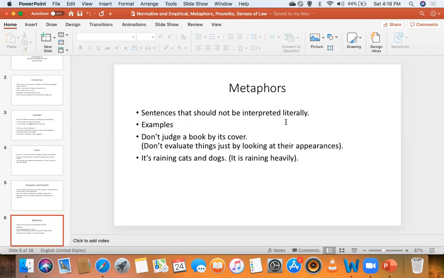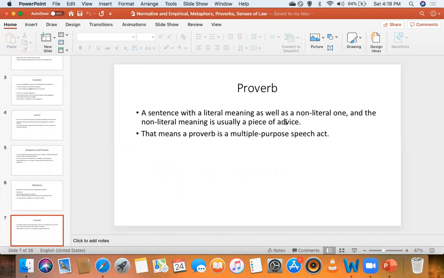We said metaphors are sentences that should not be interpreted literally. You know, when you say it's raining cats and dogs, you don't interpret it literally because it doesn't rain cats and dogs. We just interpret it non-literally. It rains heavily, or it's raining heavily.